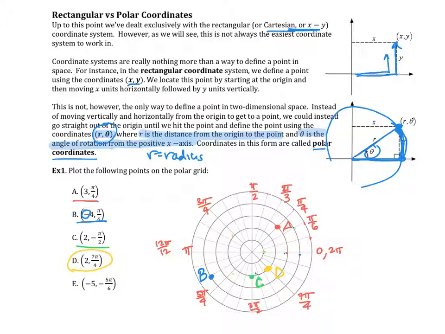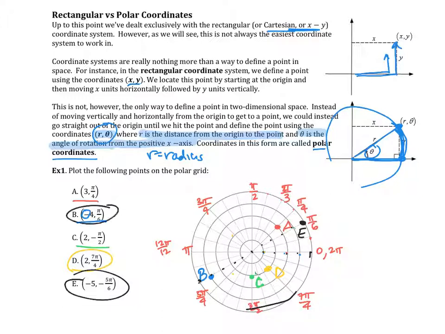And then for letter E, I'll do that one in black. So we're going to go 1, 2, 3, 4, 5, and then rotate backwards 5 pi over 6, which is here. However, remember that was a negative radius, so we have to go 1, 2, 3, 4, 5 on the same line, and this is where your E is going to be, in the opposite direction.